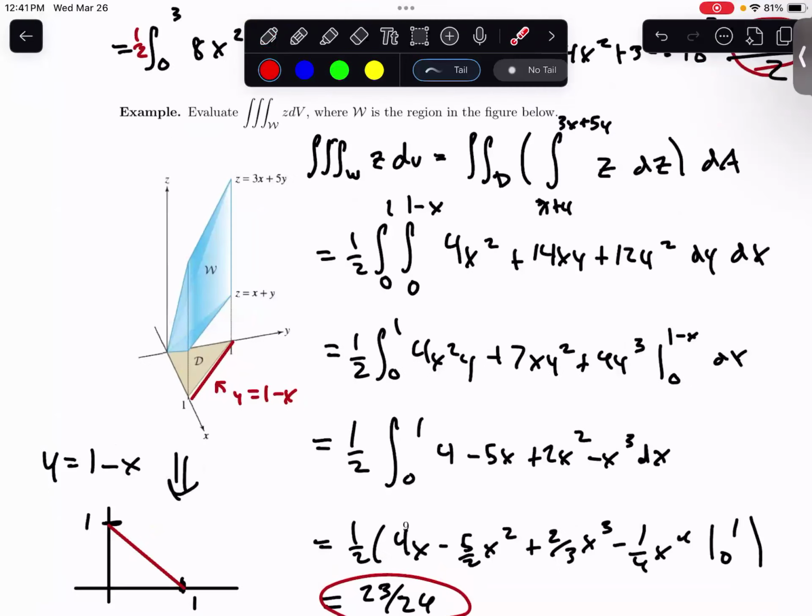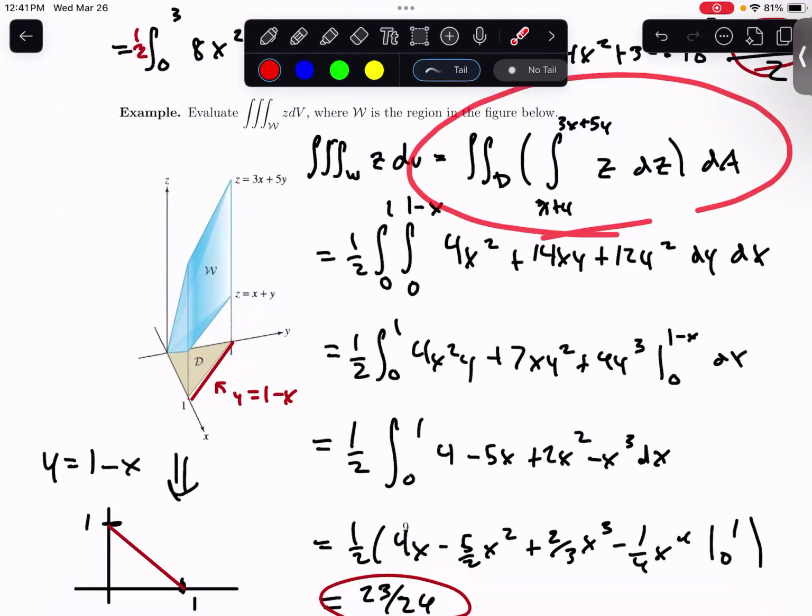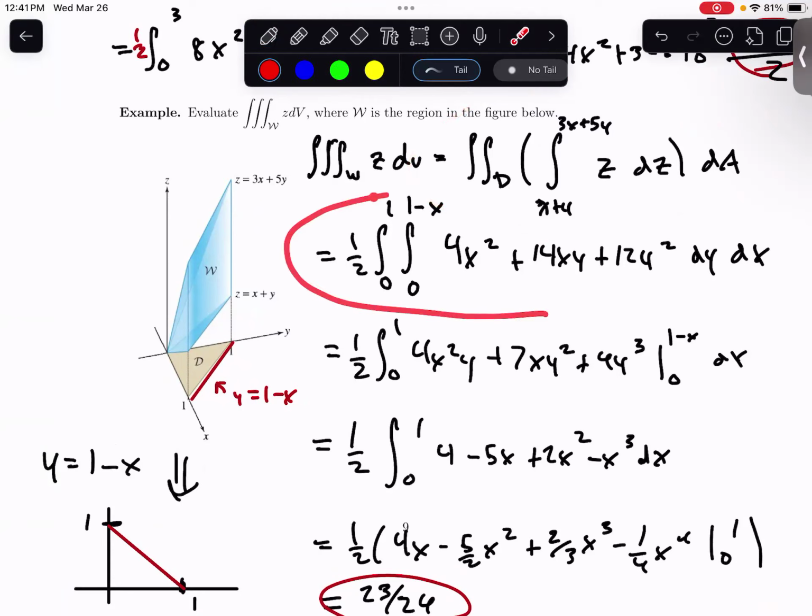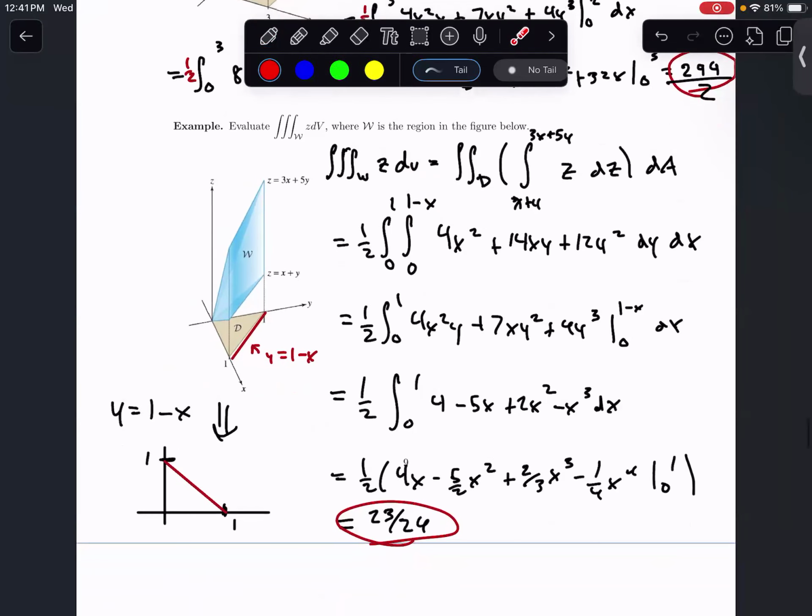But yeah, the main thing is you know how to do the same step over as before, but now you have this thing going on, right? You know how to get this 1 minus x. It's the big thing. Any questions about this example?